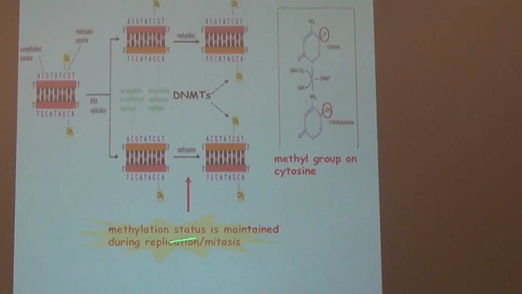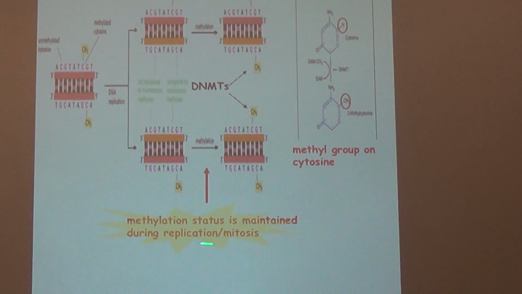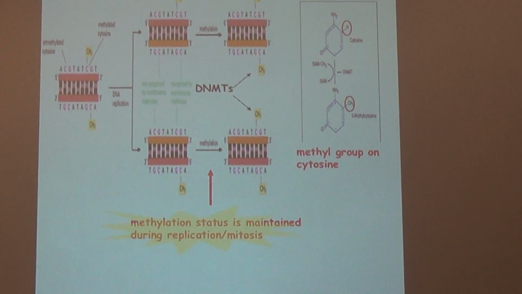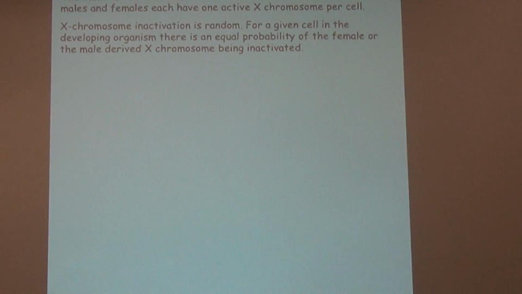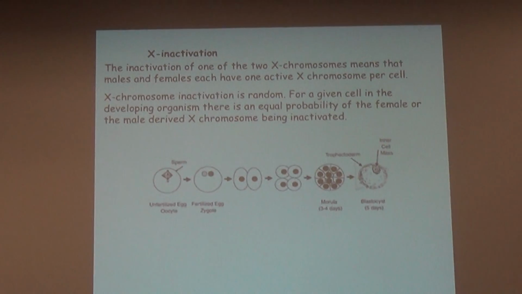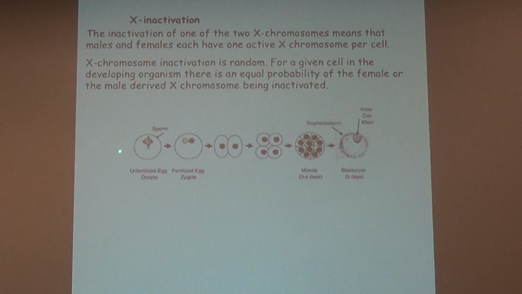So the methylation status is maintained during replication and mitosis, and that's how we inherit the state. Okay, so what are the consequences of X inactivation with regards to genetics? That's the question we are interested in. So, here's what's going on, right?